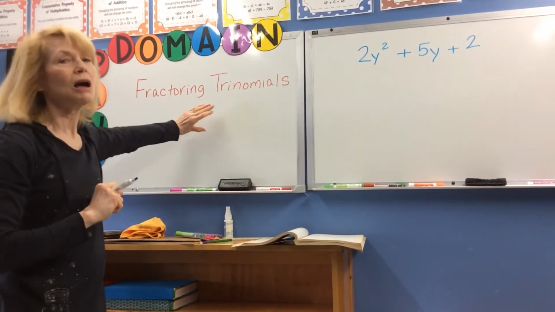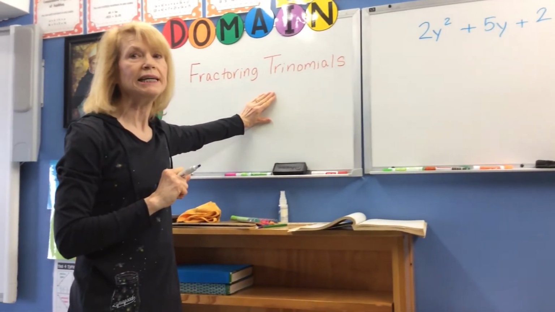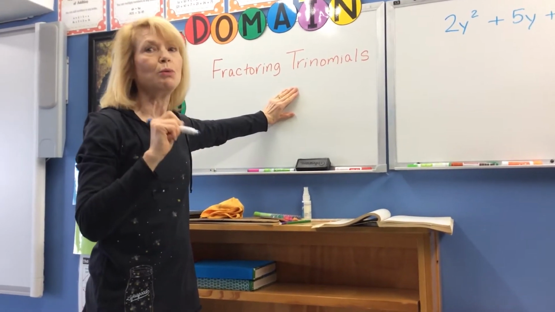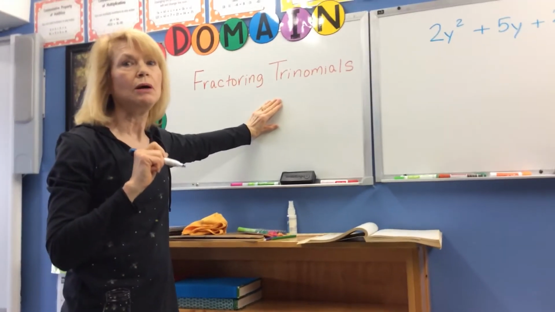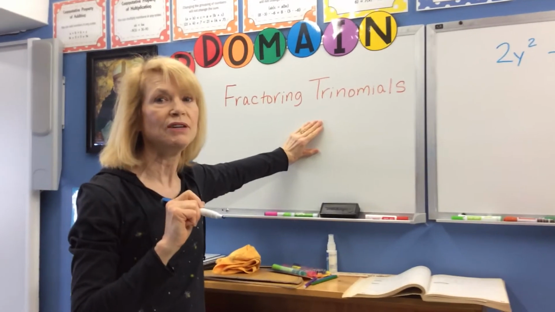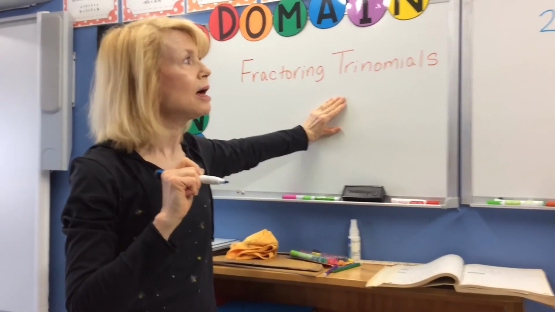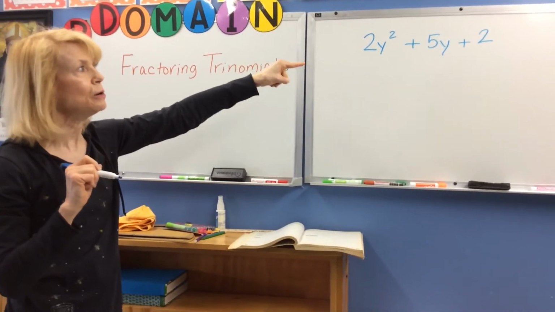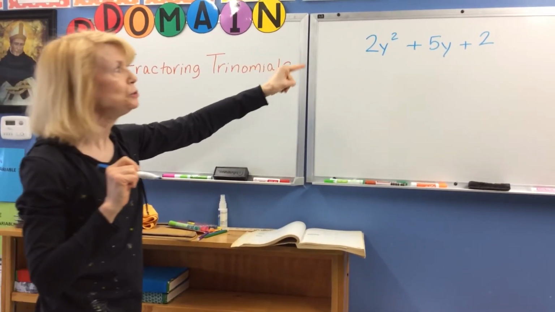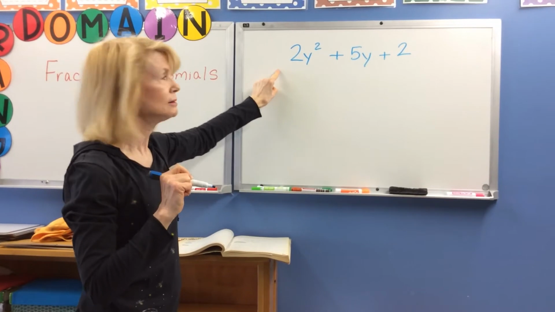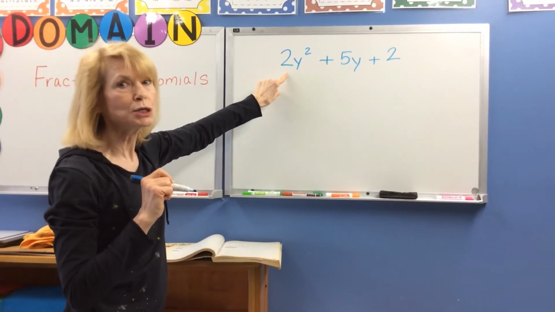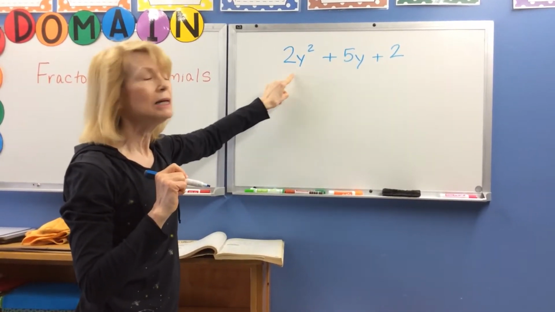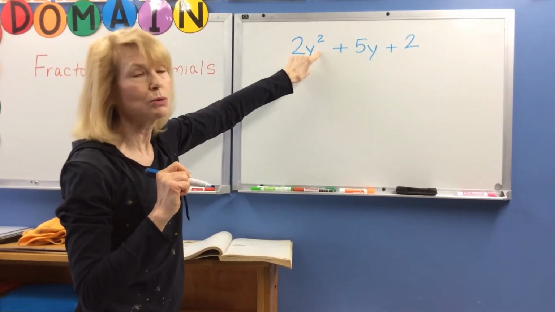Okay, today we're going to talk about factoring trinomials again, and it's similar to what we did in the last video, only this time we're going to have a coefficient in front of our squared term. Okay, so we still have a trinomial, and we're going to turn it into two binomials. But here, see, I've got a 2 in front of my y squared, so I have a coefficient in front of my squared term.